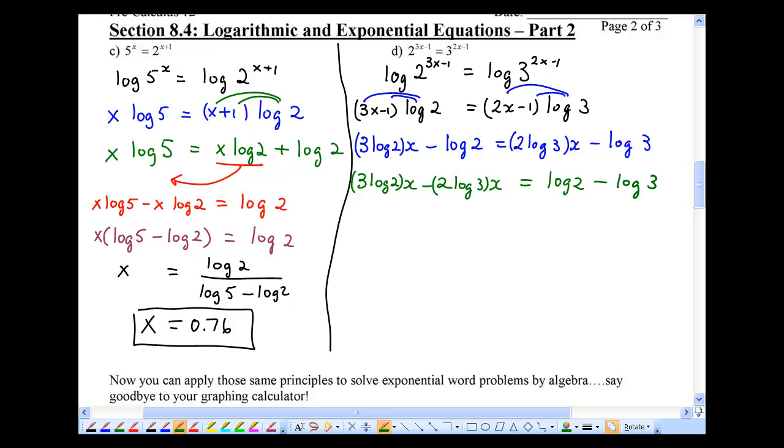Now she can see. So once again, I'm grouping all the x's, grouping all the numbers. I'm going to factor out the x.